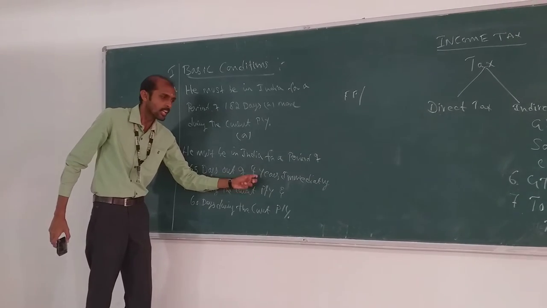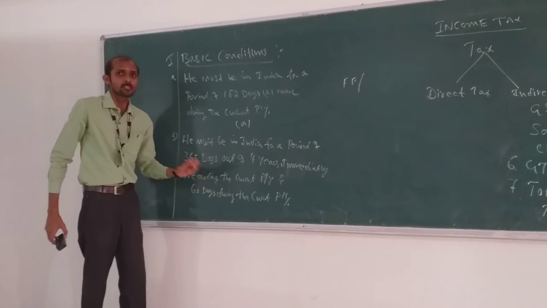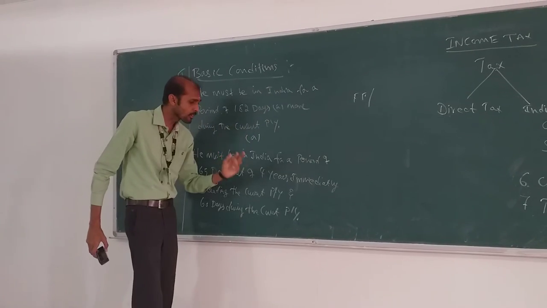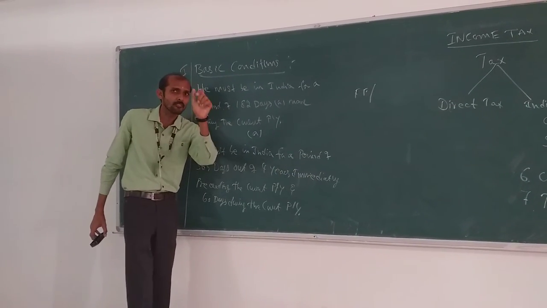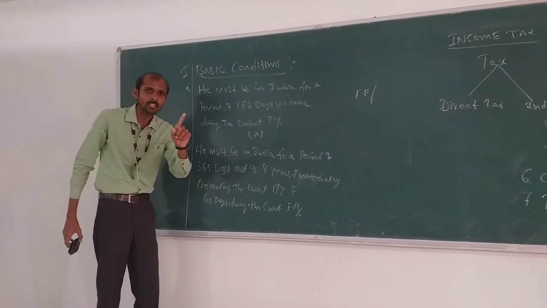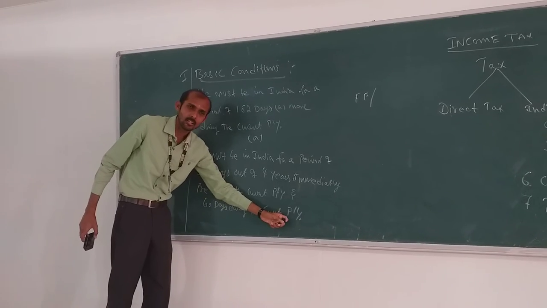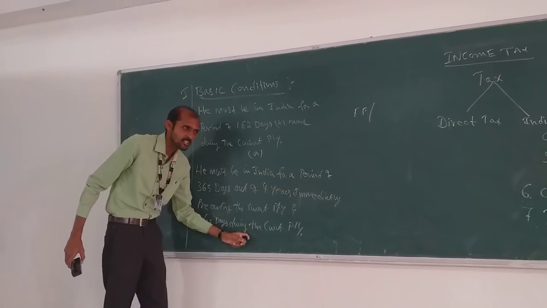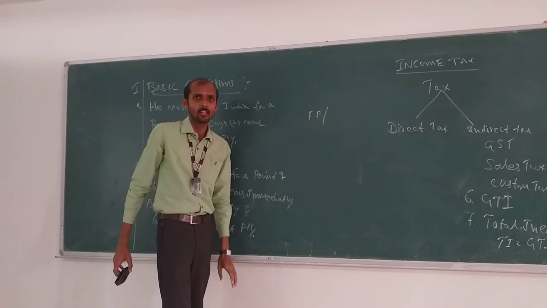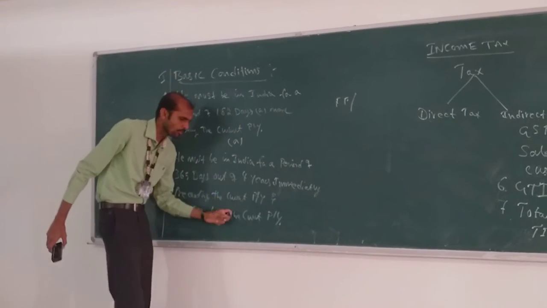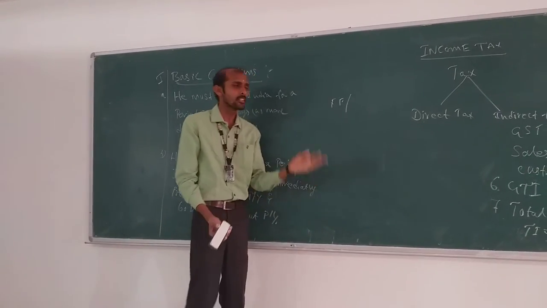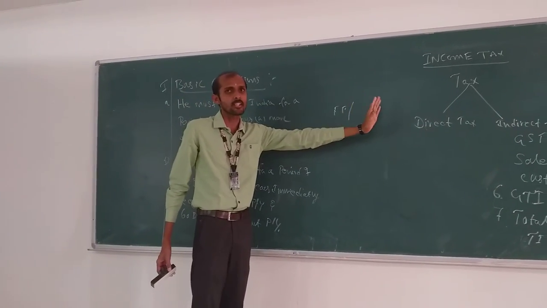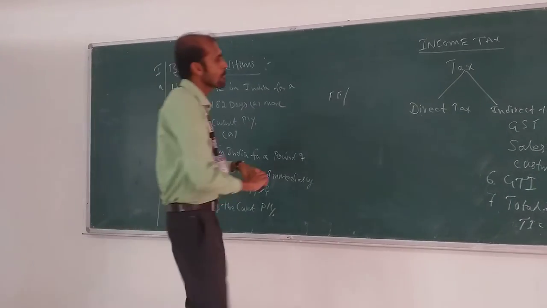So the R condition is he must be in India for a period of 365 days out of 4 years immediately preceding the current previous year. Try to understand, not the current previous year, but the years preceding it. Out of the 4 preceding years, he must be in India for 365 days, and 60 days during the current previous year. Both conditions need to be fulfilled. If he or she fulfills both, the condition is fulfilled. If he or she fails to fulfill either of these two, the condition is not fulfilled. These are called basic conditions. Understand? Then you go for additional conditions. Clear of this?